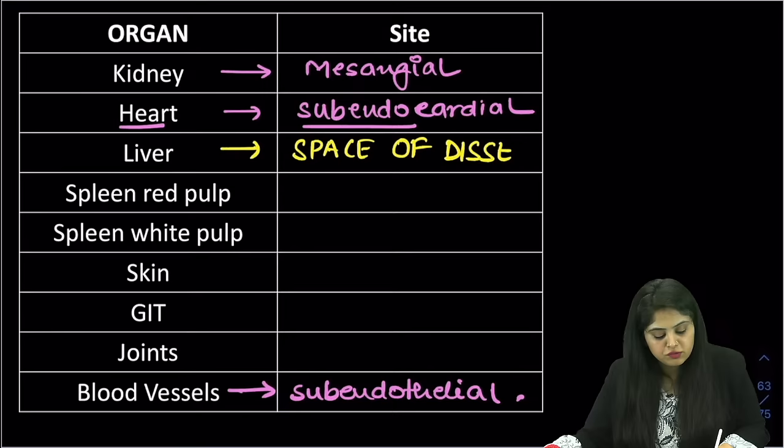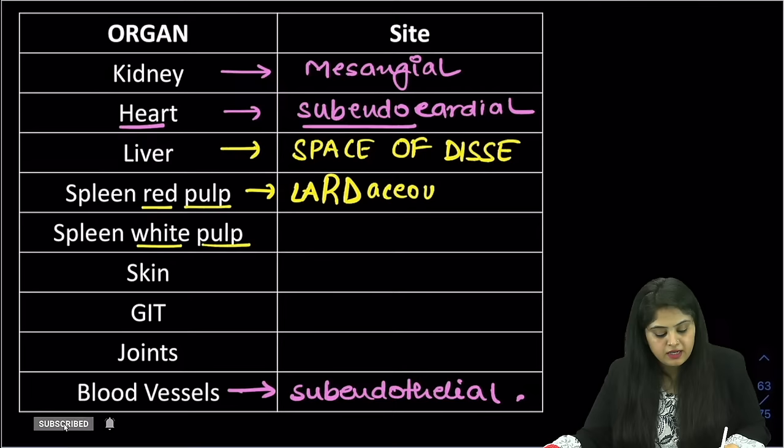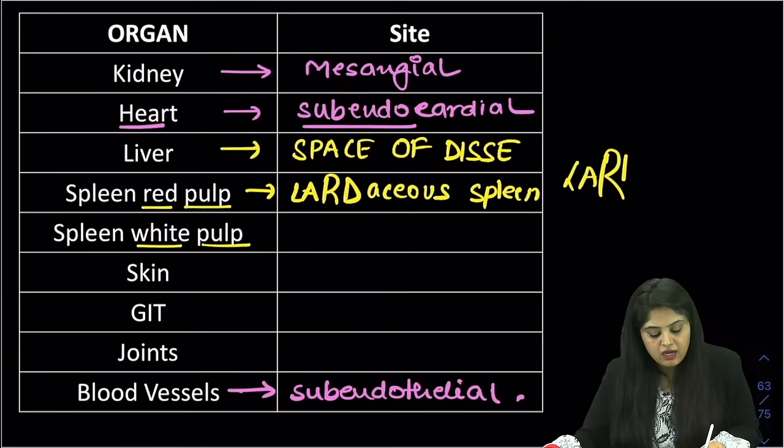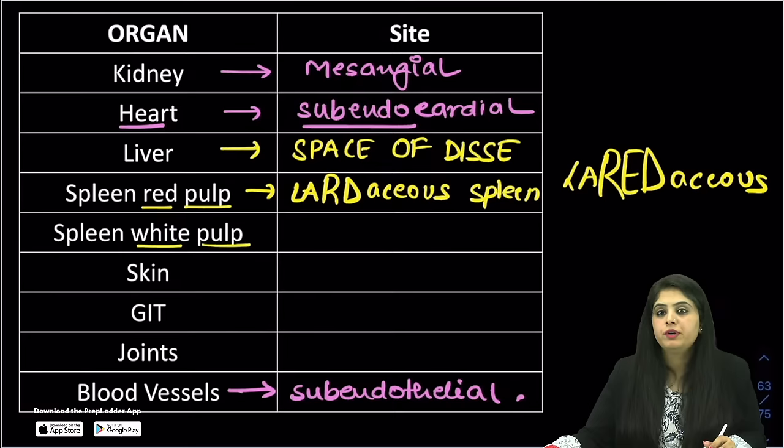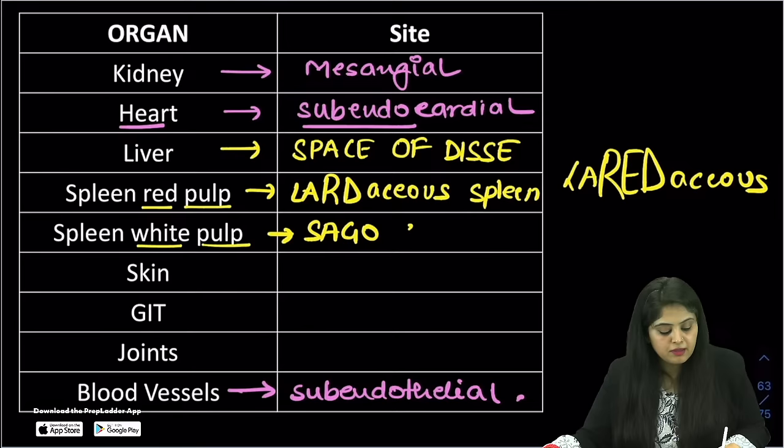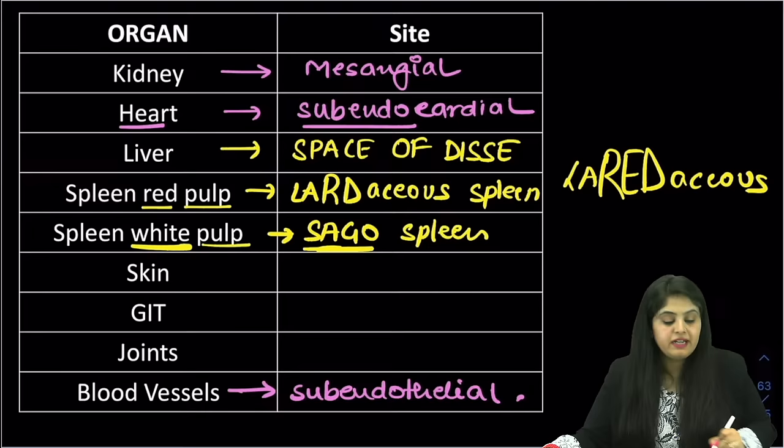Talking about the spleen, it has red pulp and white pulp. In the spleen, red pulp involvement is known as lardaceous spleen. Lardaceous spleen, why did I write it like that? Because you all know it is la-redaceous is how we learn it. So lardaceous spleen is going to be red pulp. And sago, sago is sabudana, white color sabudana. So sago spleen, white color sago, is white pulp involvement.